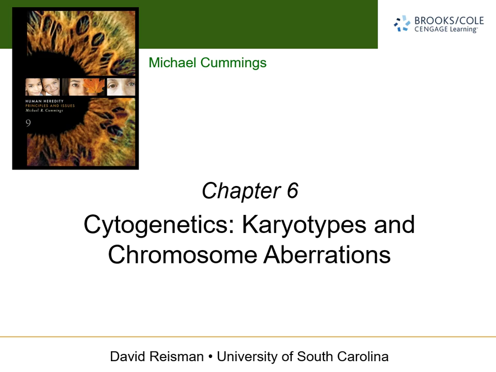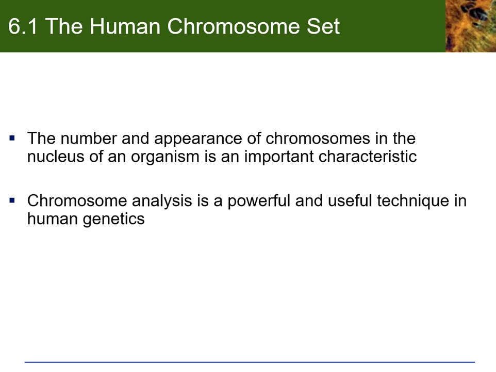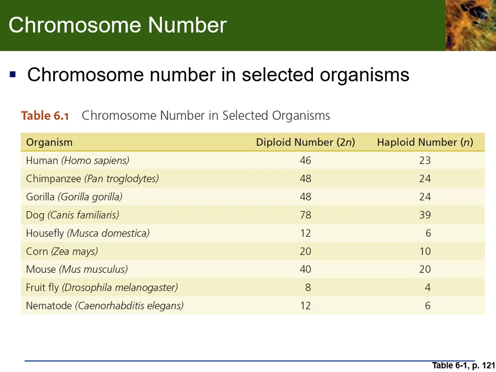Hello, this is Chapter 6, Cytogenetics, Karyotypes, and Chromosome Aberrations. The Human Chromosome Set. The number and appearance of chromosomes in the nucleus of an organism is an important characteristic. Chromosome analysis is a powerful and useful technique in human genetics. Here you can see the chromosome number of selected organisms.